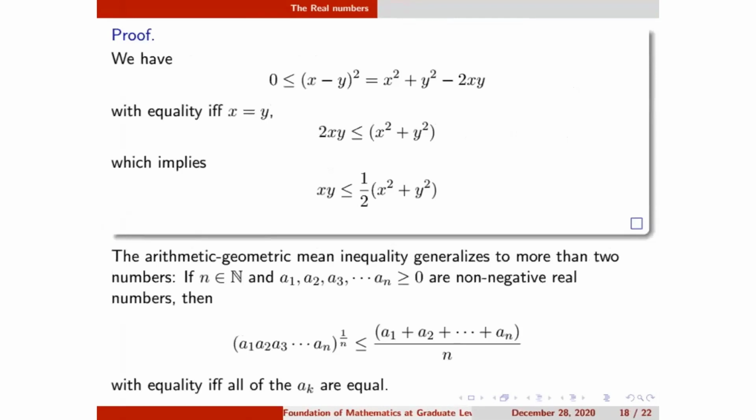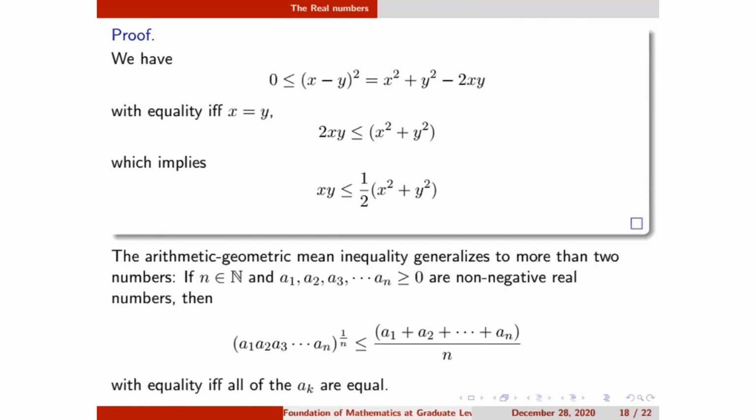We know the square of any number is always non-negative. So I am taking the square of x minus y. The first condition is 0 is less than or equal to (x minus y) whole square, because the square of any number is always non-negative. I will open this formula: (x minus y) whole square is equal to x square plus y square minus 2xy. So 0 is less than or equal to x square plus y square minus 2xy, with equality if and only if x equals y. So 2xy is less than or equal to x square plus y square. Now I can write xy is less than or equal to half of x square plus y square.